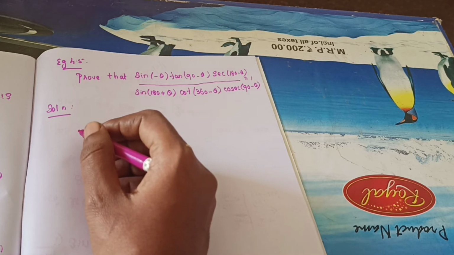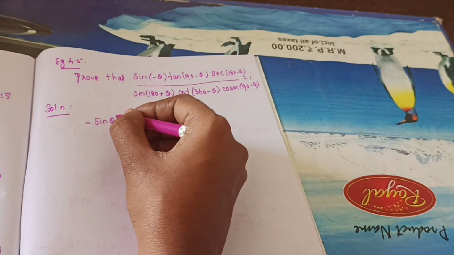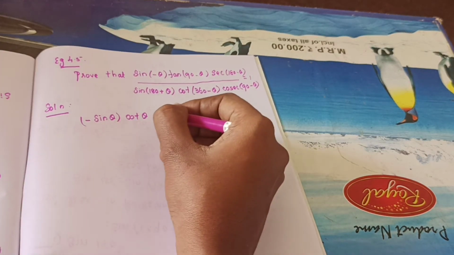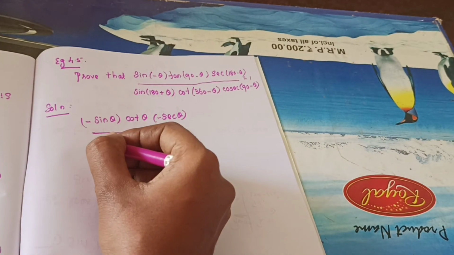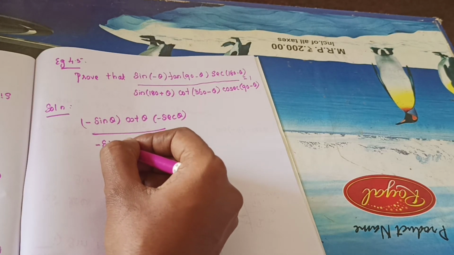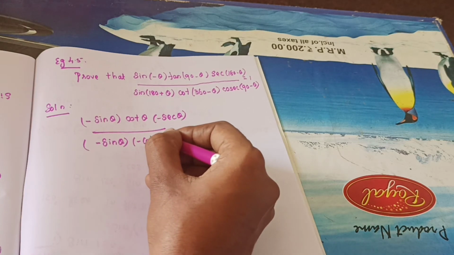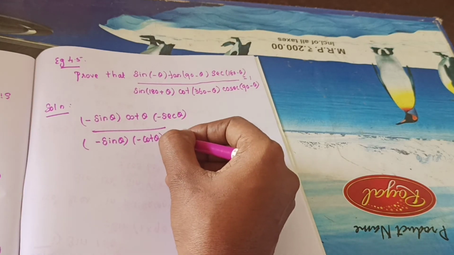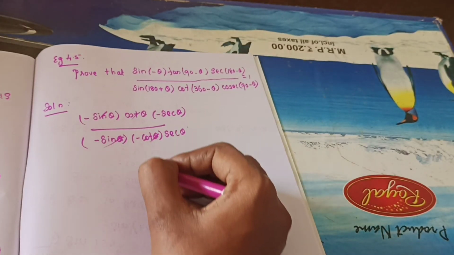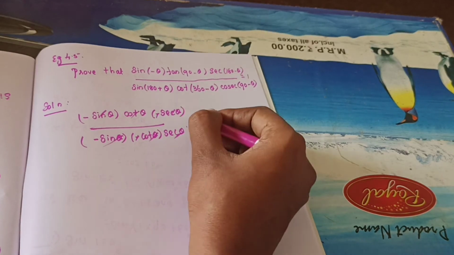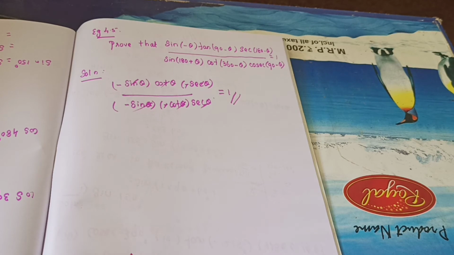So sine of minus theta means minus sine theta. Tan of minus theta means minus tan theta, cot theta. Secant of 180 minus theta means minus secant theta, divided by sine of 180 plus theta means minus sine theta. Cot of 360 minus theta means minus cot theta. Cosecant of 90 minus theta means secant theta. Everything will get cancelled. Secant theta, cot will be cancelled. Here minus minus secant. What's the value? That's the answer. Understand? Very simple. Correct?